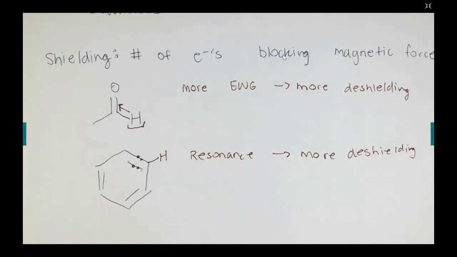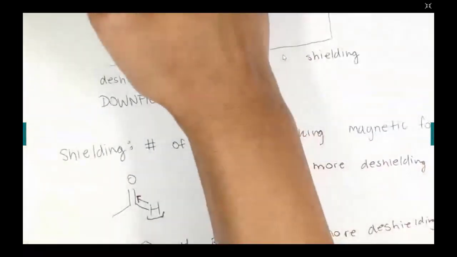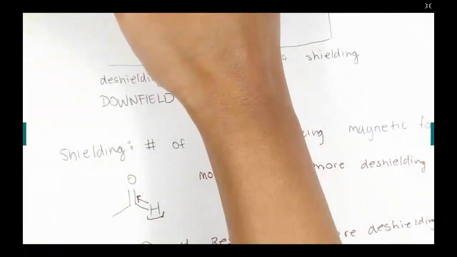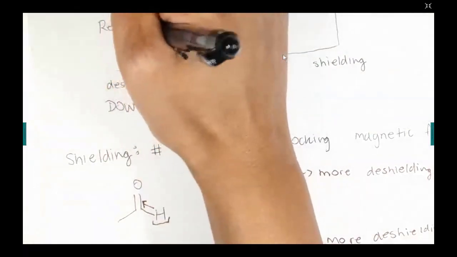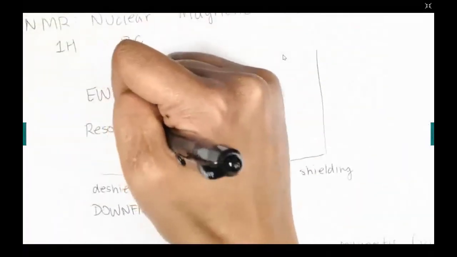So those are really the 2 big things that you want to consider. Electron withdrawing groups will pull things downfield, and so will resonance. Which here, let's pull that up.